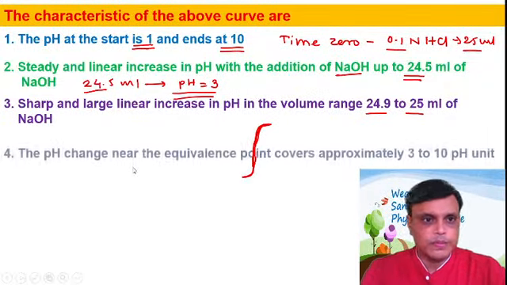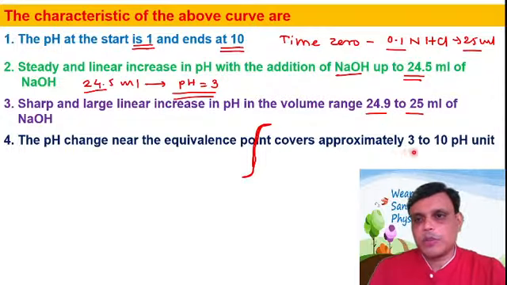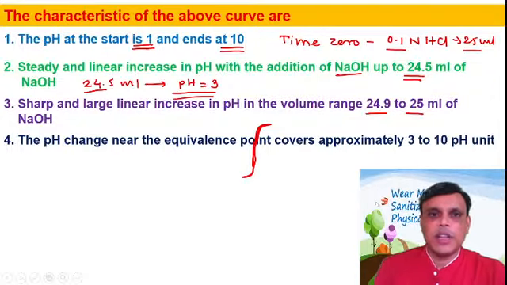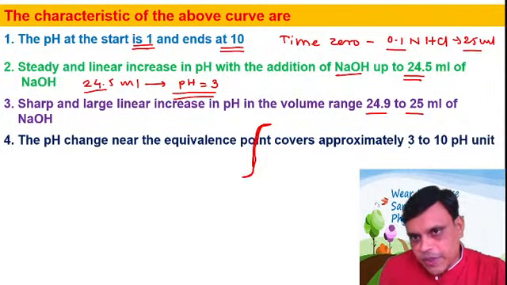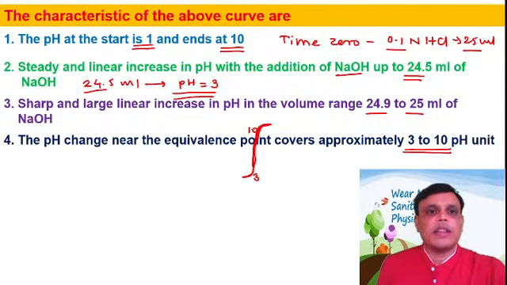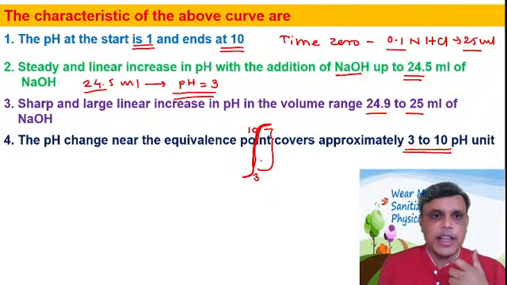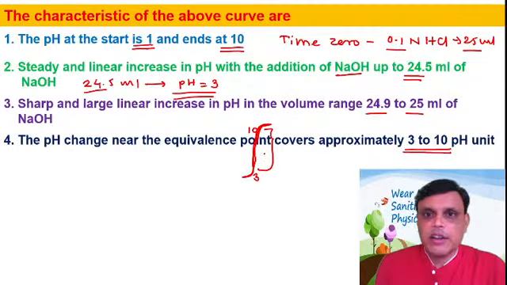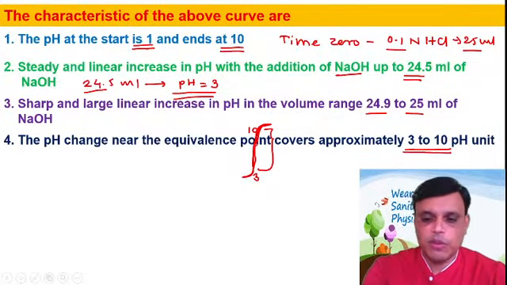Then point number 4. The pH change near the equivalence point covers approximately 3 to 10 pH units. So near the equivalence point on this curve, the pH range is 3 to 10 pH units. Here your pH will be 3 and here it will be 10. So this region is the equivalence point region, and the pH change near the equivalence point covers approximately 3 to 10 pH units. So this is point number 4.